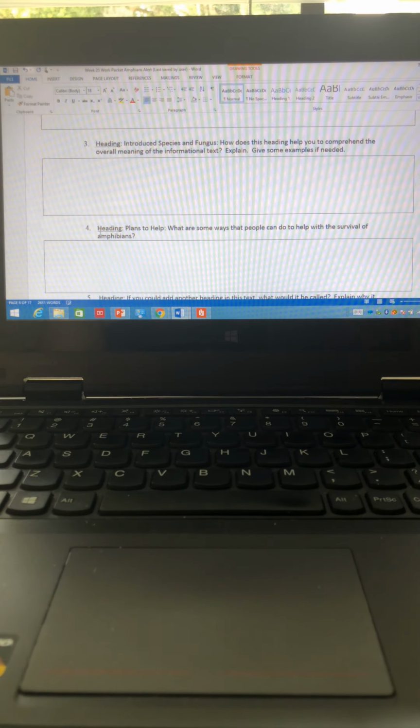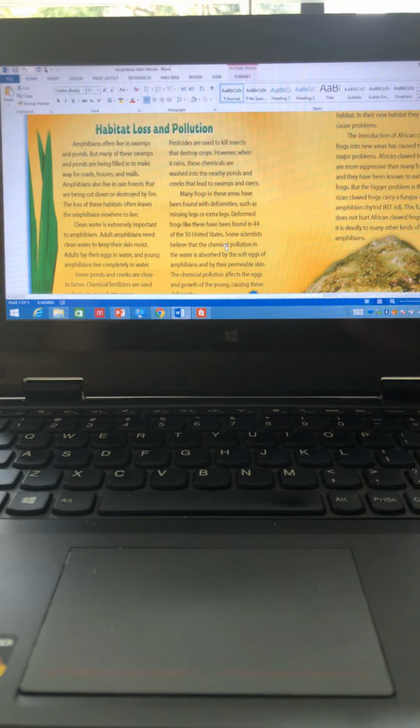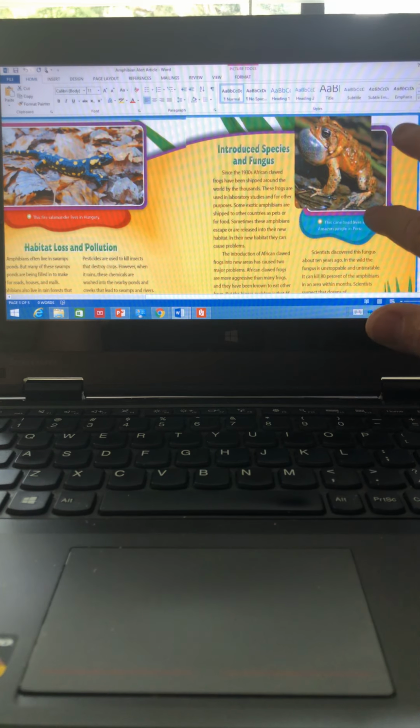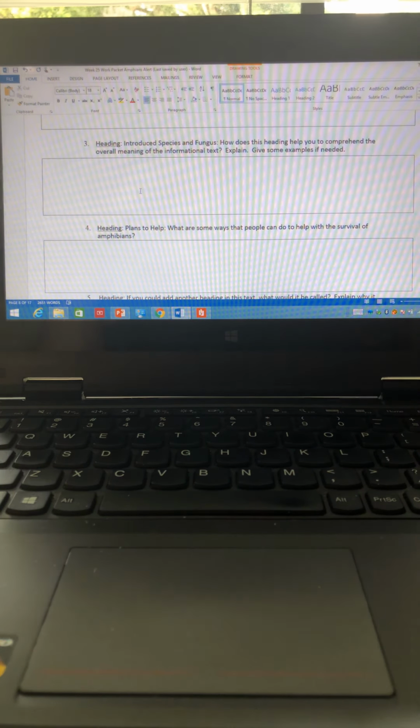For number 3, the next text feature that you're focusing on is called Introduced Species and Fungus. I need you to go back and look at the heading. And then I need you to also go back and think about the part that we read, this section. What's happening to these amphibians? Why is it happening to them? Who was the reason why all this started? Think about good details that you can put in your answer for number 3.